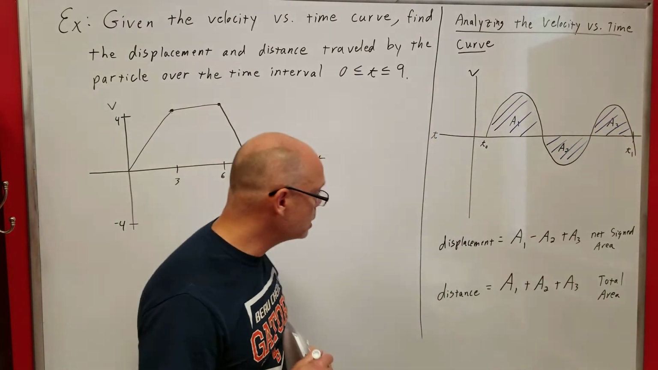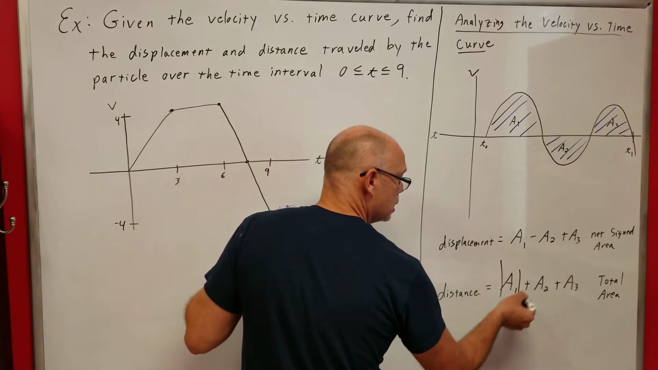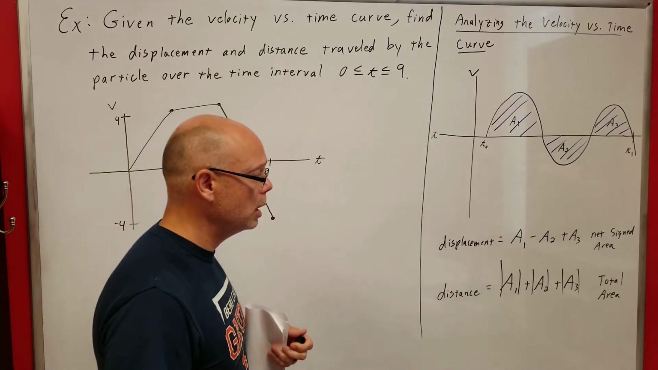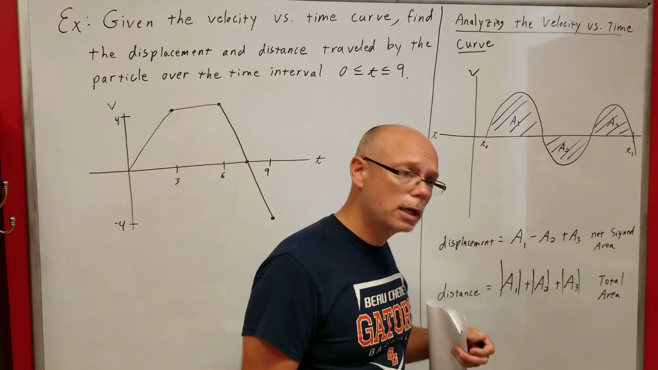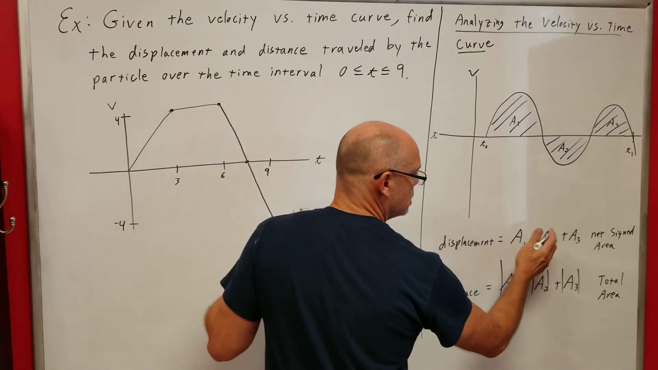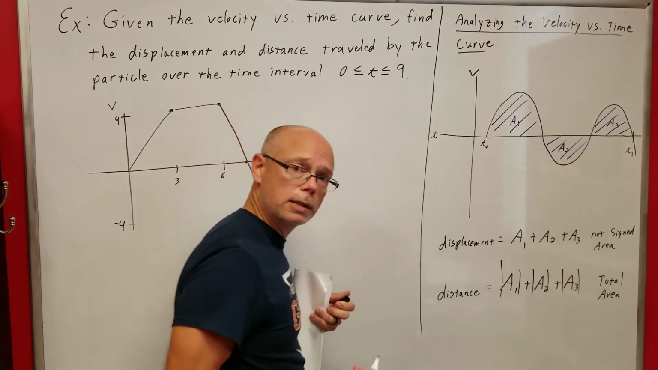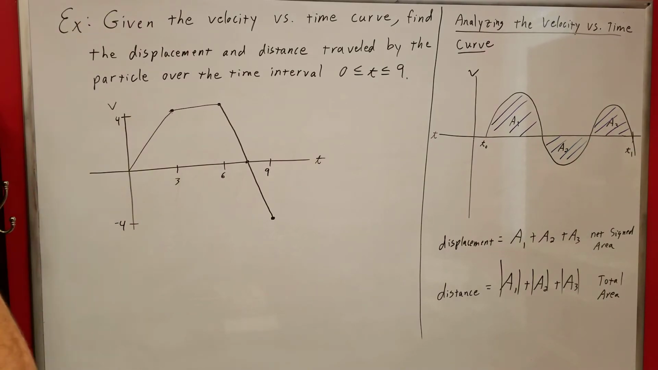Now your book writes it this way. I kind of like thinking of it this way. Take the absolute values of each one of these and add them up, okay? And we don't have to really do anything if it's a positive area with the absolute value, okay? And I kind of like this. I kind of like thinking of this as adding all these areas right here, but we know that that one's negative because it's under the x-axis.